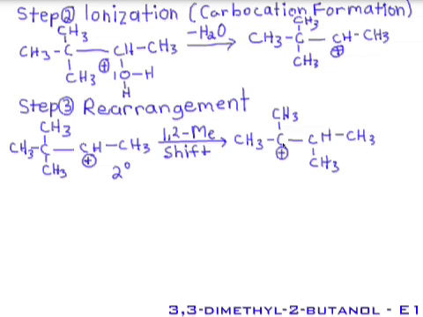Now, if I look at the carbon bearing the positive charge, now it has 3 carbons attached to it, so it's tertiary. And I examine, there is no resonance stabilization of the secondary, therefore the tertiary is indeed more stable. So tertiary is more stable than secondary. This shift does happen.